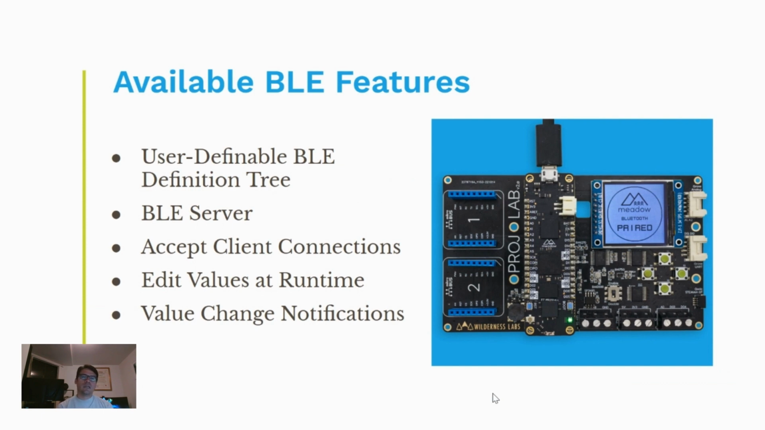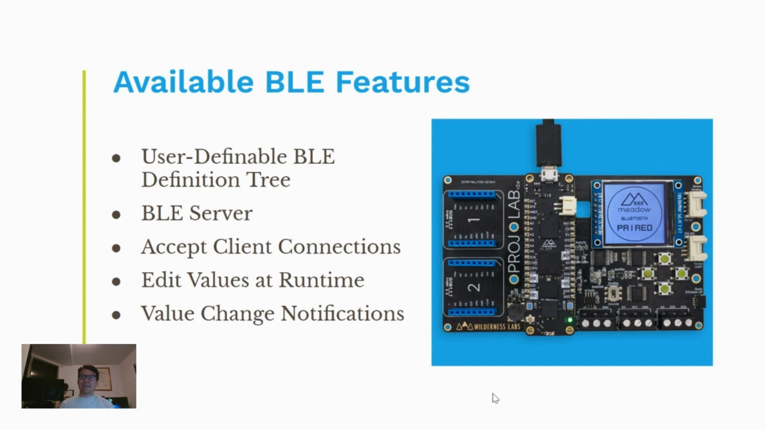You can use a definable BLE definition tree. This is super handy. Think of it as creating a manifest or a convention where you have a set of fields of data types that you're gonna define between Meadow and its device to exchange data back and forth.